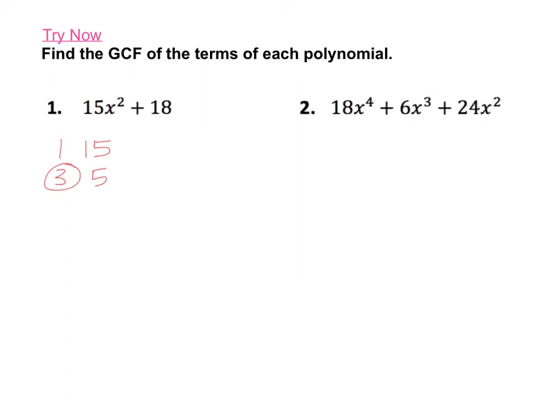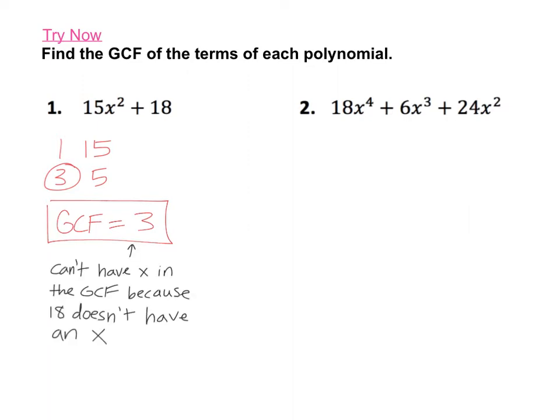Now for the variables, it has to be how many x's each term has in common. The first term has x to the second, but the last term doesn't have any x's. So unless all the terms have x's, you can't factor out a GCF of an x. Here the GCF is just equal to 3. You can't have an x in the GCF because 18 doesn't have an x. You might want to add that to your notes. The GCF is just the number 3 because you can't factor out an x because that last term, 18, doesn't have one.